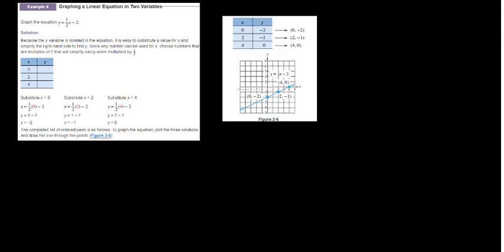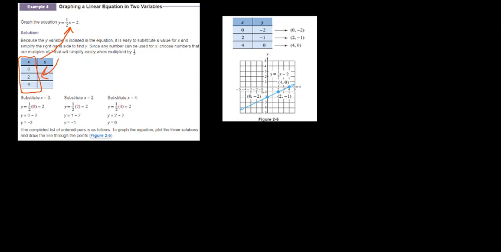This reads, graph the equation y is equal to 1/2 x minus 2. Solution: because the y variable is isolated in the equation, it is easy to substitute a value for x and simplify the right-hand side to find y. Since any number can be used for x, choose numbers that are multiples of 2 and will simplify easily when multiplied by 1/2. The idea here is that we have a table of x's, and we are going to choose these x's specifically because 1/2 times these numbers gives me a whole number.